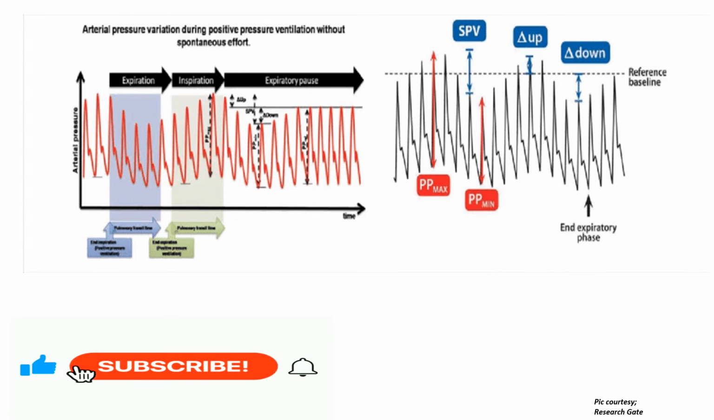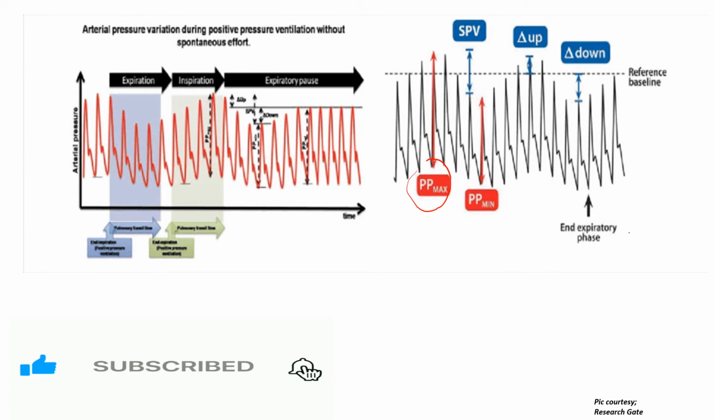So this is a graph. Here you can see maximum pulse pressure and minimum pulse pressure and systolic pressure variation.